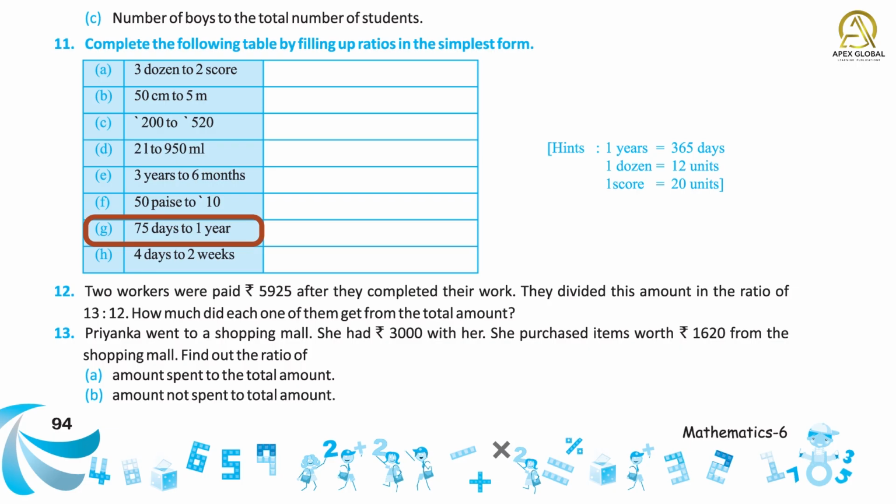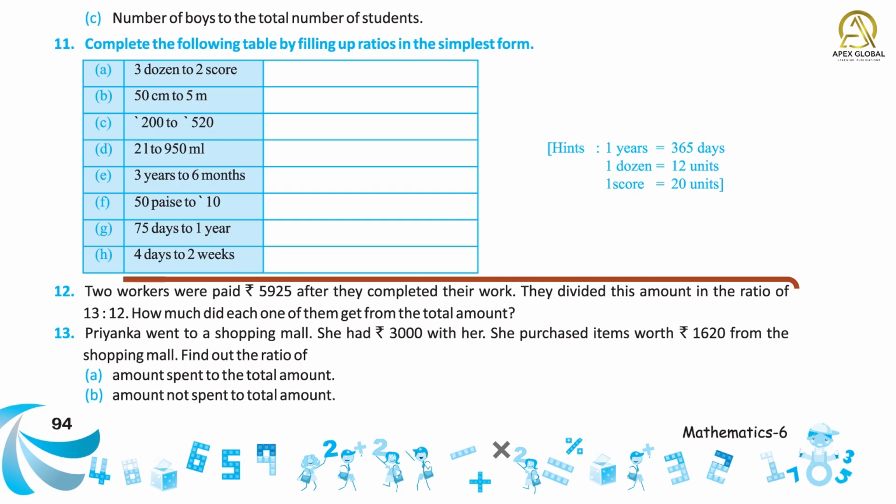G. 75 days to 1 year. Solution: 15 ratio 73. H. 4 days to 2 weeks. Solution: 2 ratio 7. Question 12.